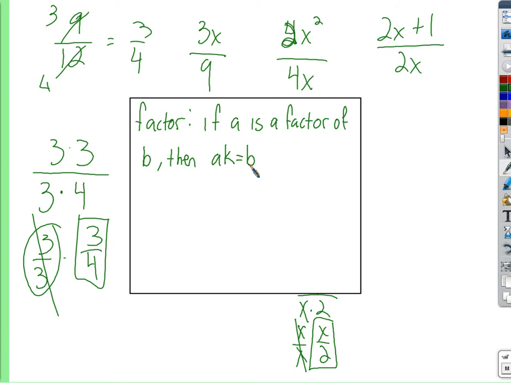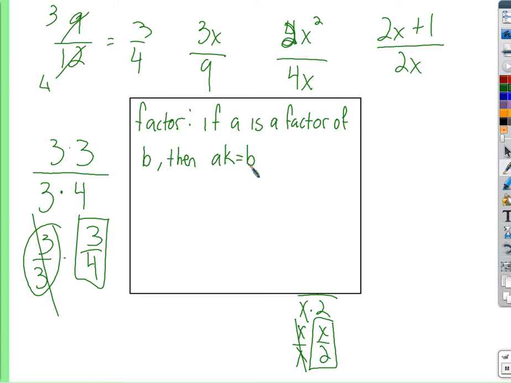If A is a factor of B, then what would K have to be? Well, it would have to be a factor of B, but as long as K is not a fraction, right? It's some integer. Then it's okay, yes, K is also a factor of B, right?